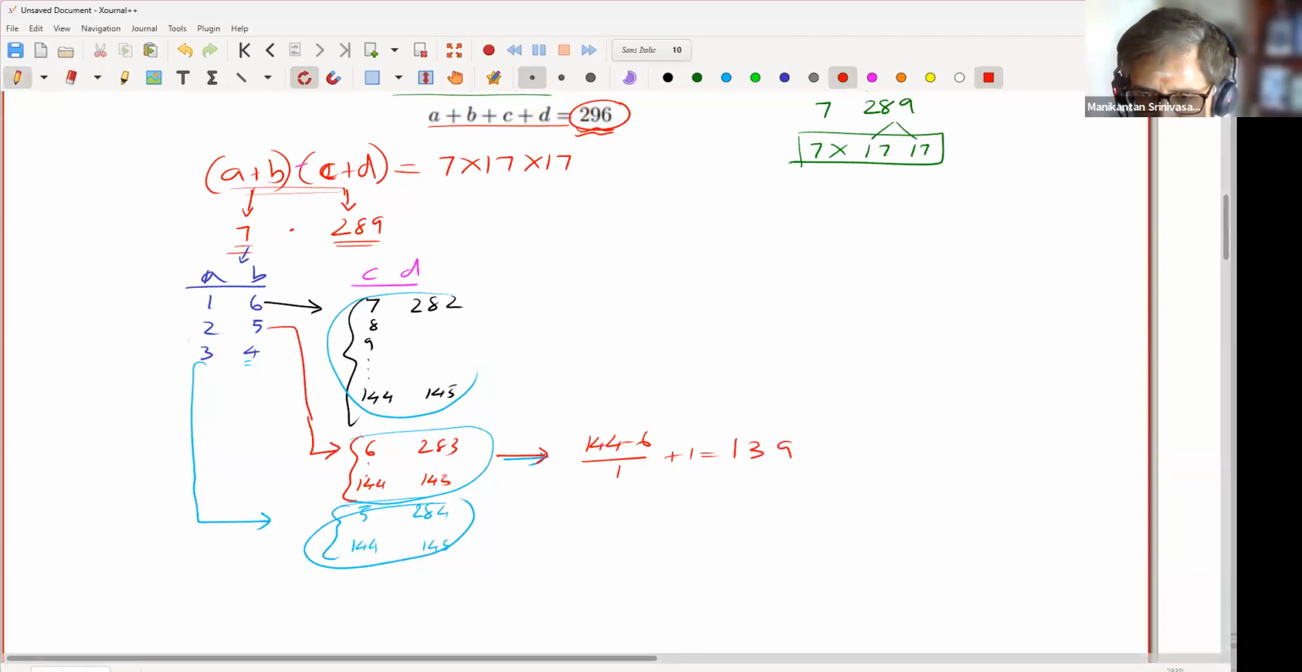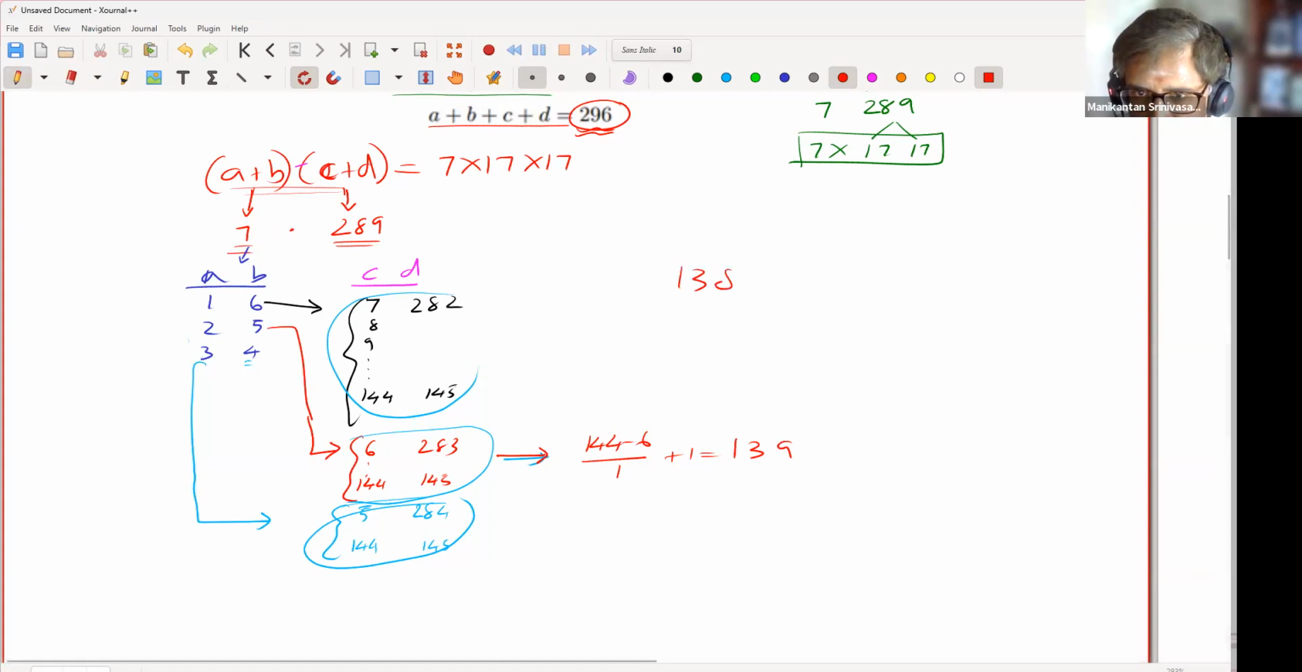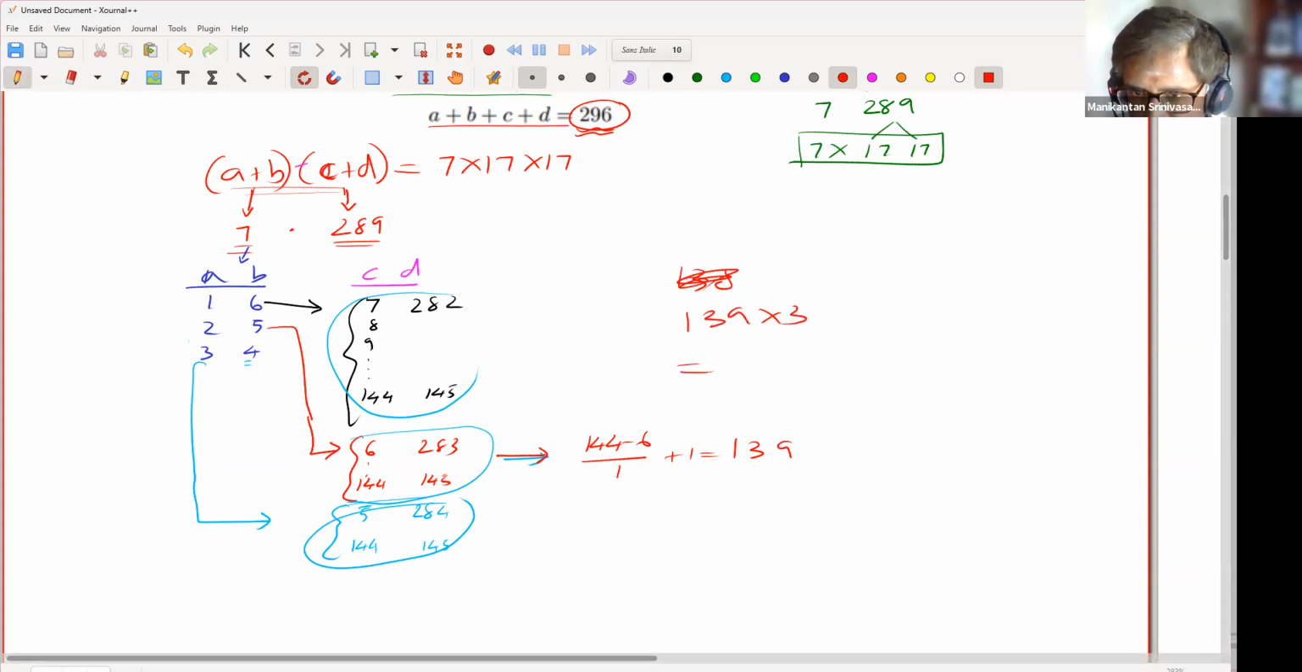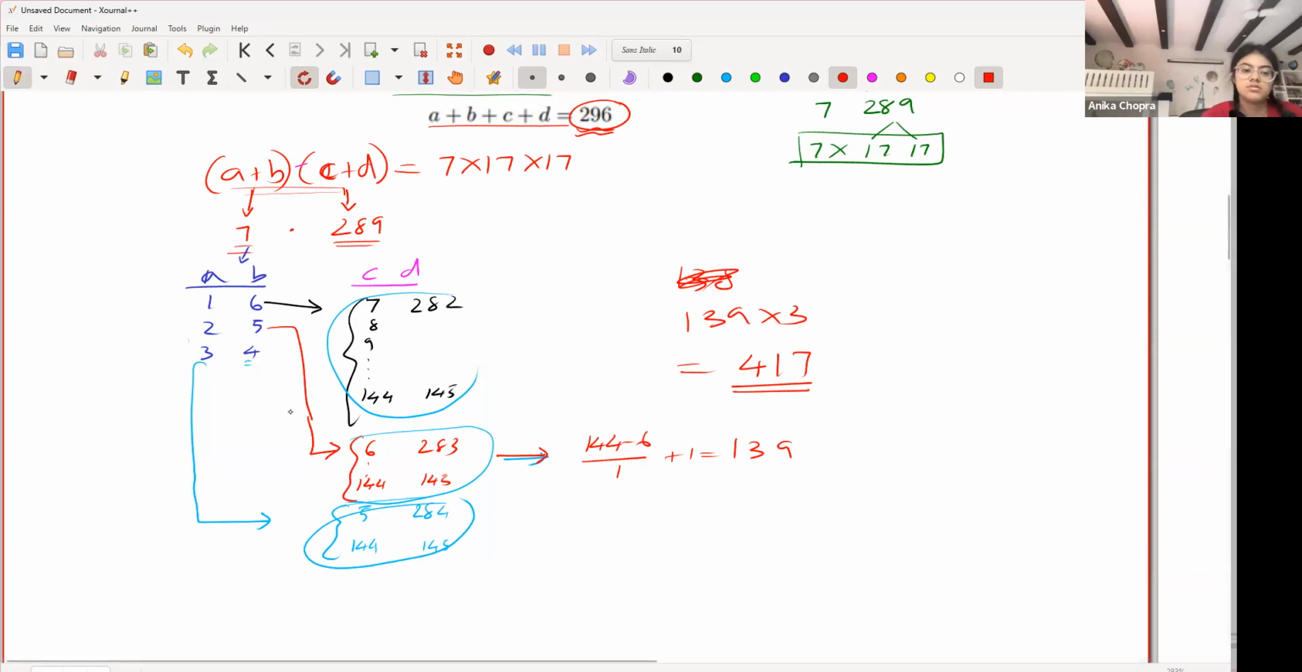So it's 139 into 3, which gives you 420 minus 3, which is 417. I think that was the answer, right? I'd given the answer key earlier. Can someone confirm? 417, Tana? Sumer, do you have the answer key? Yes, yes, 417. Okay, cool.